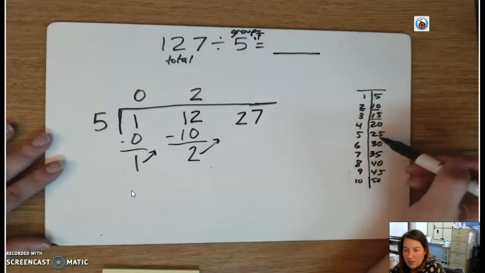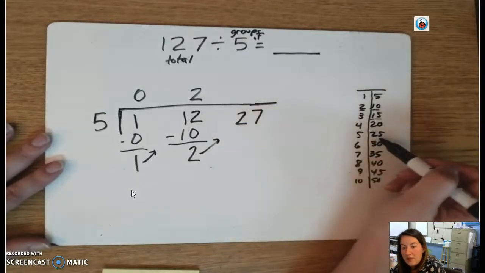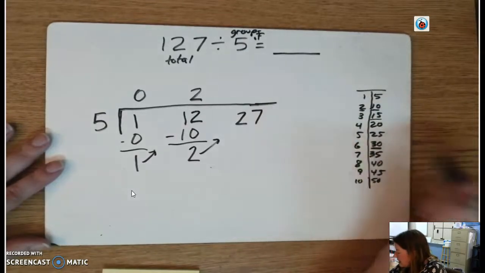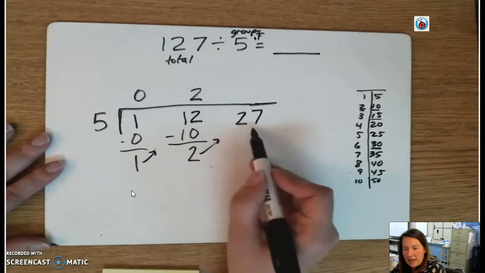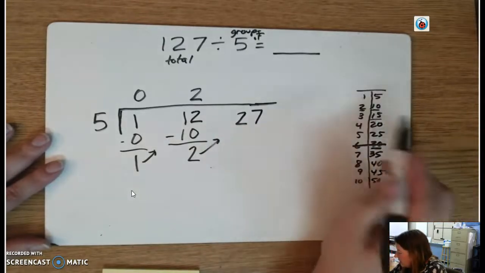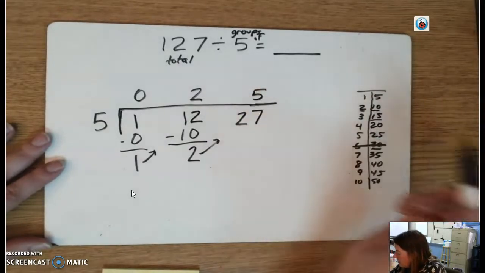Could I make 5 groups? I've got 27 pieces, and to make 5 groups, I would need 25. I've got enough for that. How about 6 groups? To make 6 groups, I would need 30 pieces, but I only have 27. Is that enough? No, that's not enough. 27 is less than 30, so I know I can't make 6 groups. The most number of groups I can make would be 5 groups.